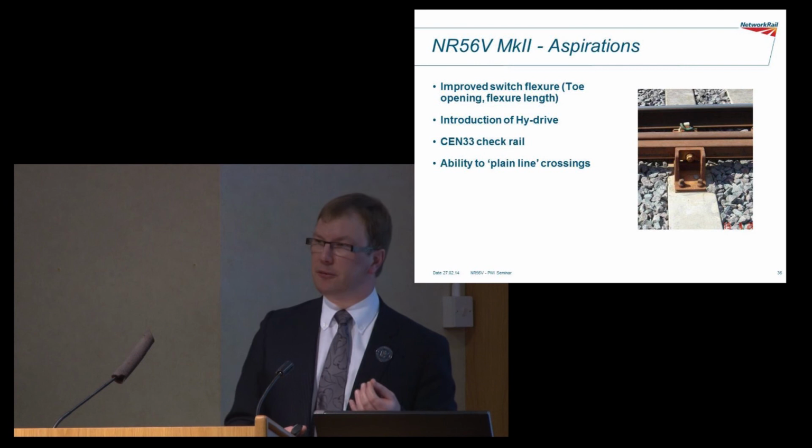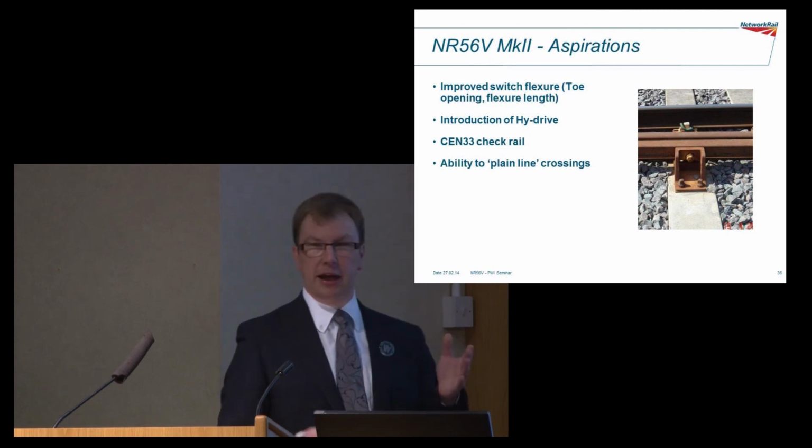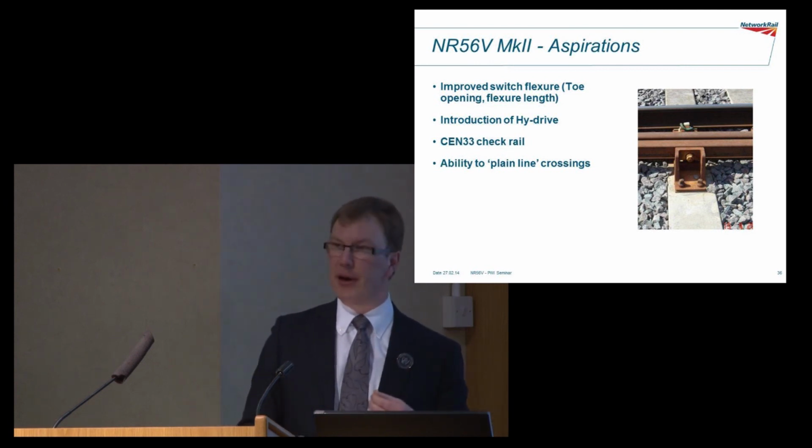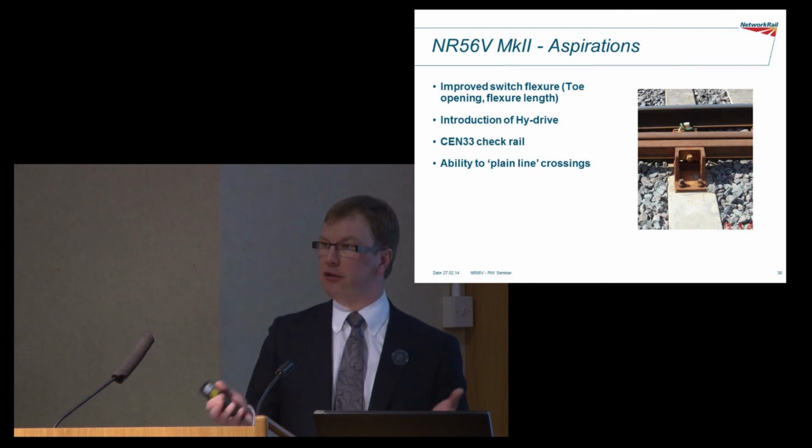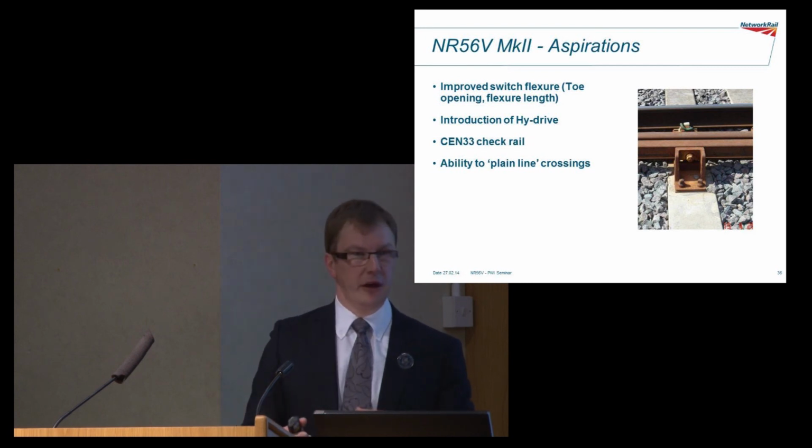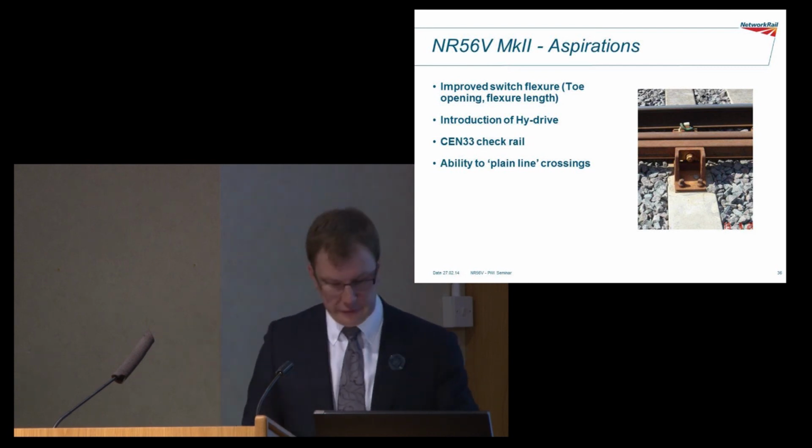Now, one of the solutions that's been suggested is, why don't we just base plate that area, base plate the check rail and base plate the crossing, and you could change the crossing and you can have SEN33 checks. I don't know, it's undecided at the moment, but we've got to think about this going forwards.